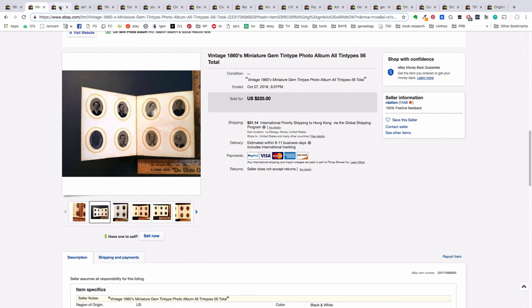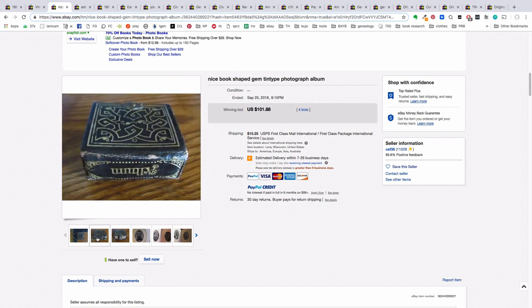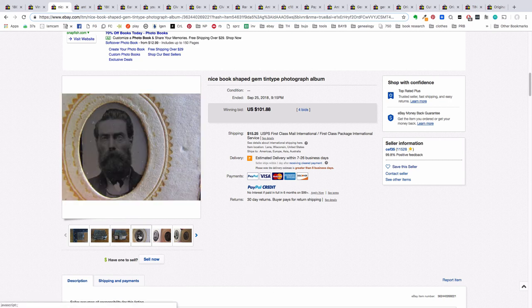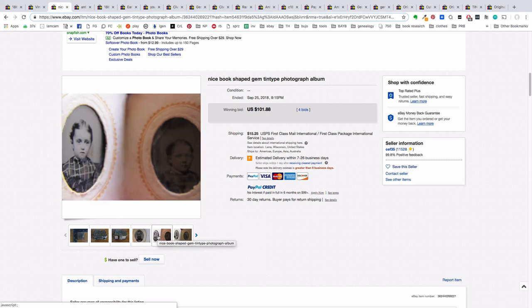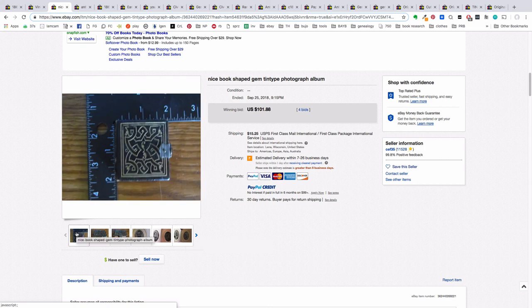You also, let's see, this is another teeny tiny album that is one picture per page. And this one sold for $101.88 with kind of a weird title.